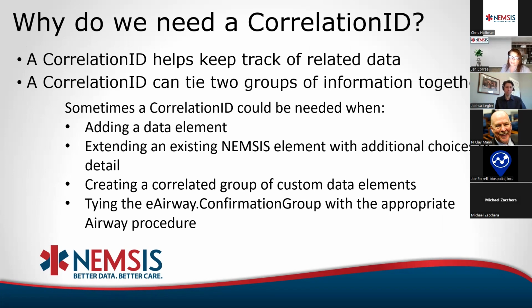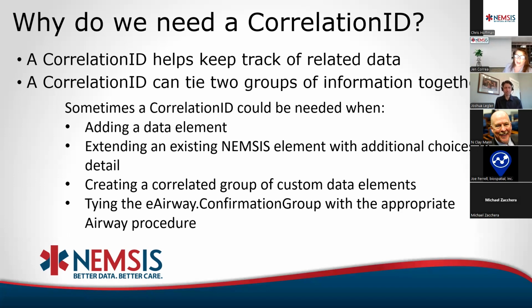Sometimes a correlation ID is needed when adding a data element, extending an existing NEMSIS element with additional choices, or creating a correlated group of custom data elements. And as an example, there's an e-airway confirmation group within the standard that has to be tied back to the procedure it belongs to. A correlation ID is needed for that, right? So that's what we're talking about when we're talking about tying two groups of information together.